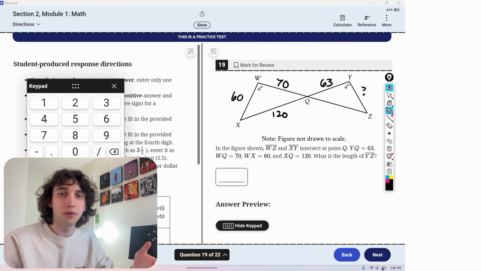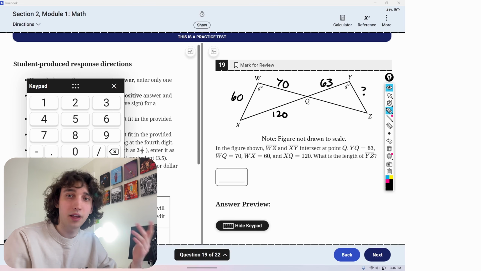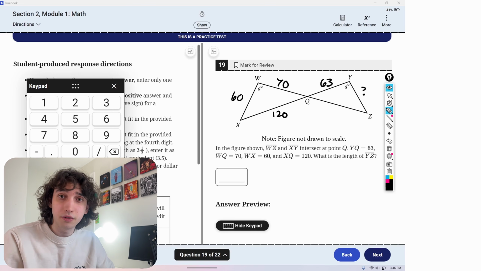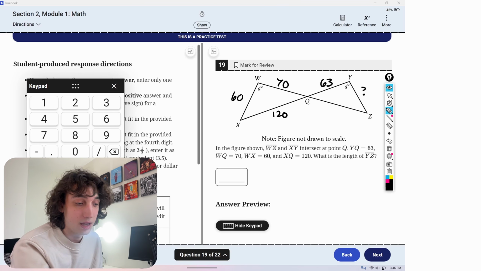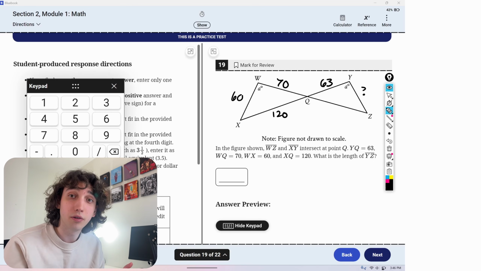So when you're trying to find the missing side length, your instinct might be Pythagorean theorem. The problem with that, these are not right triangles, or at least they're not necessarily right triangles. Maybe A is a 90-degree angle, maybe it's not, we don't know.